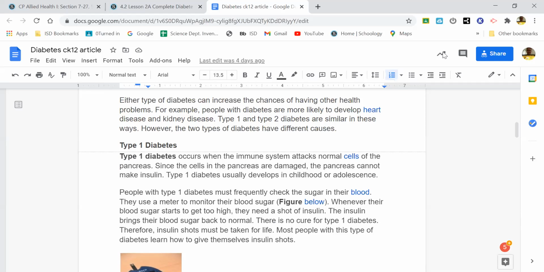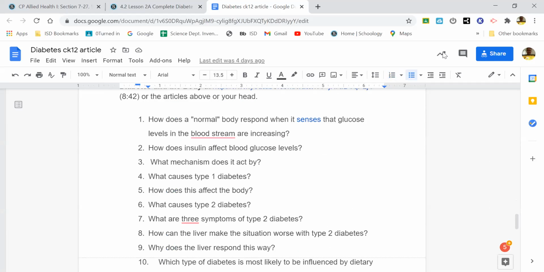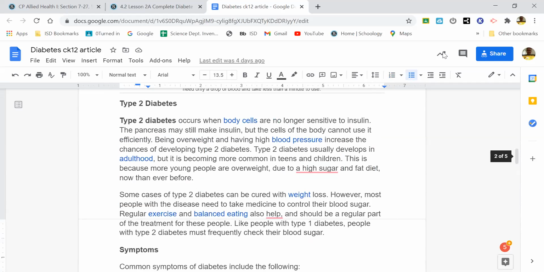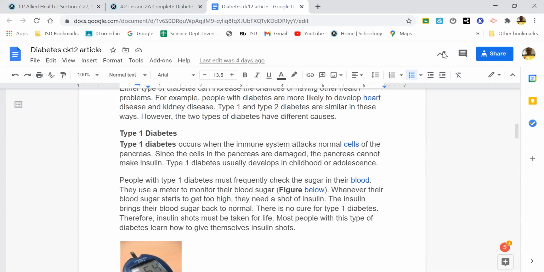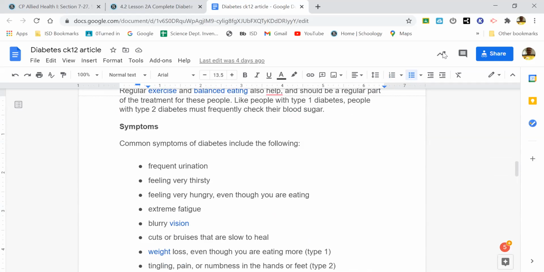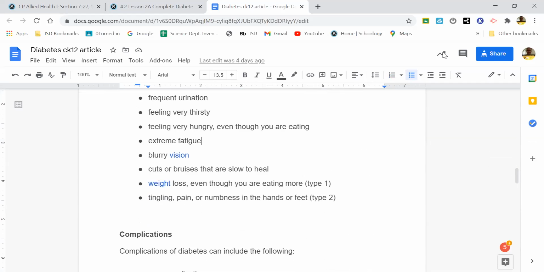All right. So, how does this affect the body? Number 5. That is actually down a little farther. They have frequent urination. They feel thirsty. They feel hungry. Extreme fatigue. They have weight loss.